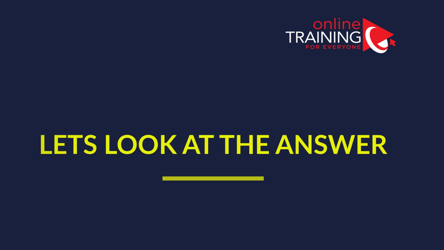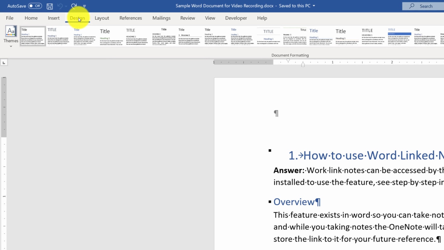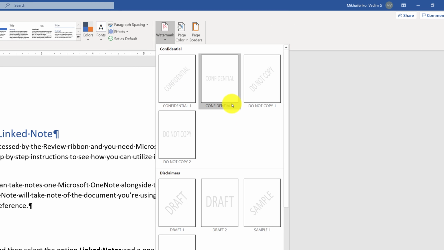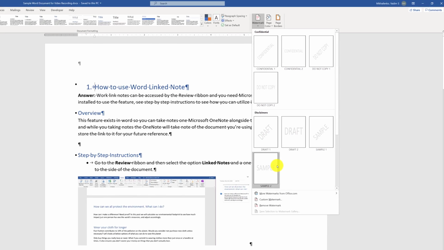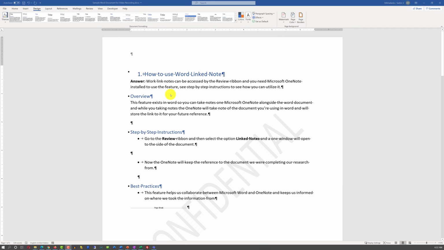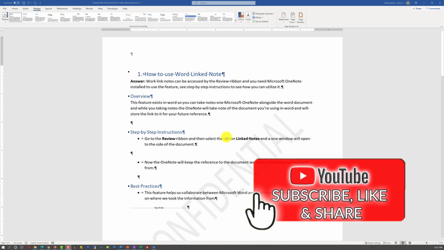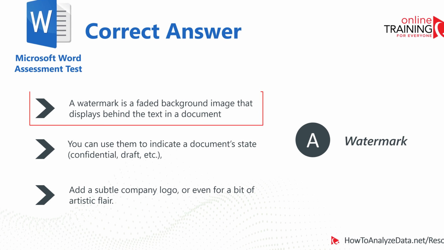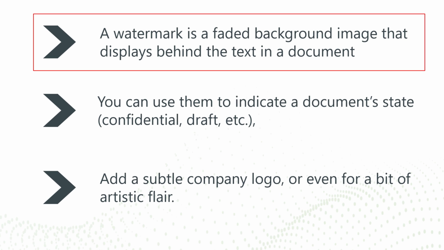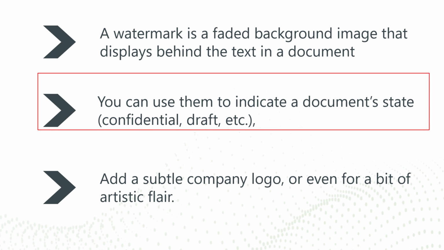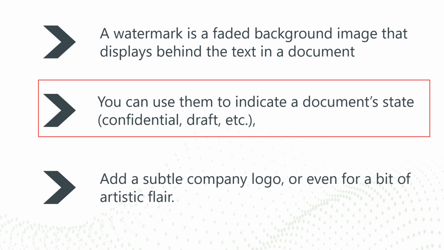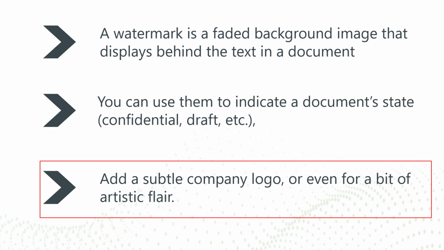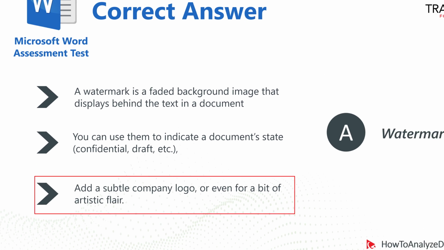To place a background image behind the text, you need to navigate to the Design tab in Microsoft Word and then choose the Watermark section. There are a lot of predefined images like confidential, do not copy, draft, or sample, and you can also upload your own image from file. Once you select the image, it shows up in the background behind the text in the Word document. So the correct choice here is choice A, watermark. And a watermark is a faded background image that displays behind the text in a document. You can use them to indicate document state, for example, confidential, draft, sample, and a lot of others. Or you can add a company logo or load any custom image that you would like behind the text in your Word document using this feature.